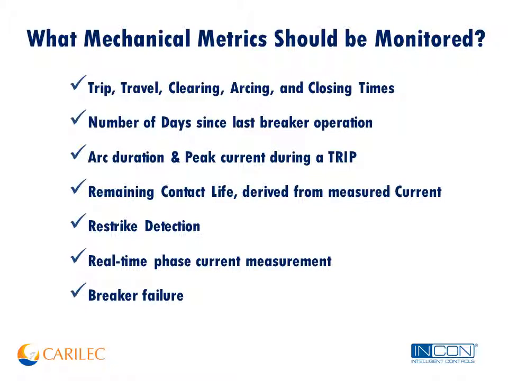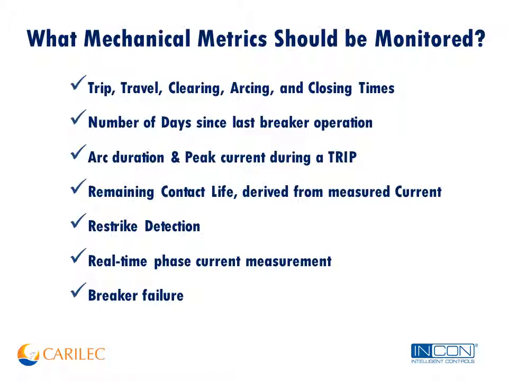So on a circuit breaker, what mechanical metrics should we be measuring? Well, certainly all the timings that we can get, which would include trip and travel, clearing, arcing, and closing times. These are all mechanical aspects. Another good piece of information is the number of days since the last breaker operation. In hot weather, we know that lubrication can harden up and become less effective if it's not continually smeared on the bearing surfaces of the mechanism. So that's a nice piece of information.